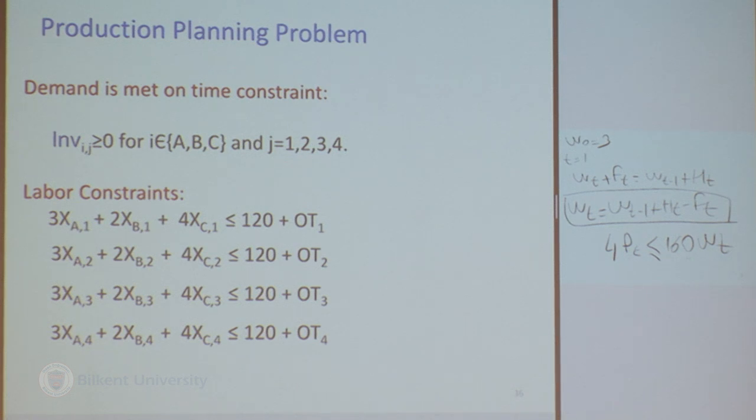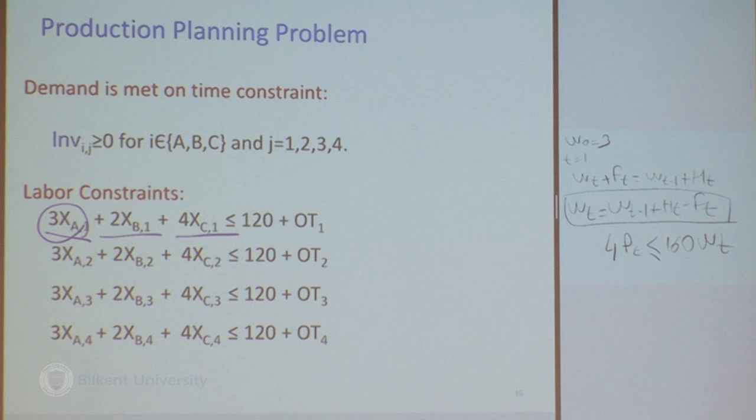Let's look at it individually. X_A1 represents the amount produced in period 1 from product type A. Each product A requires 3 hours of labor, so this is the labor I require for producing product A in week 1. Each product B requires 2 hours. This brings me this. And this is 4 hours for product C.